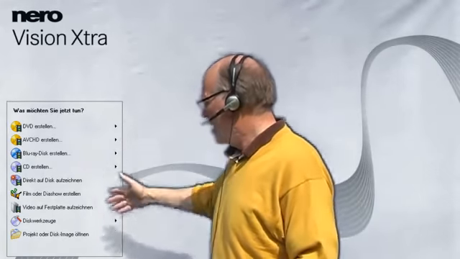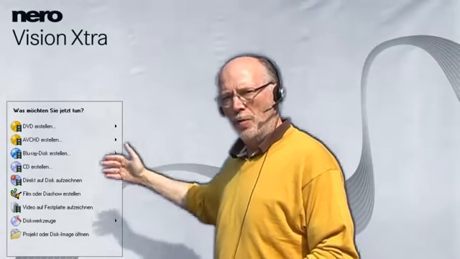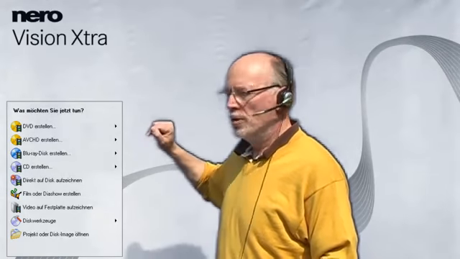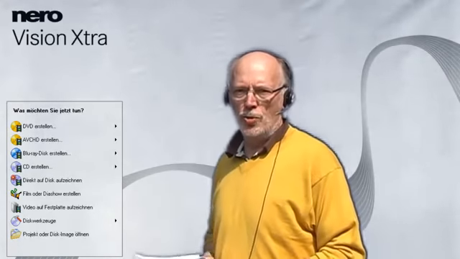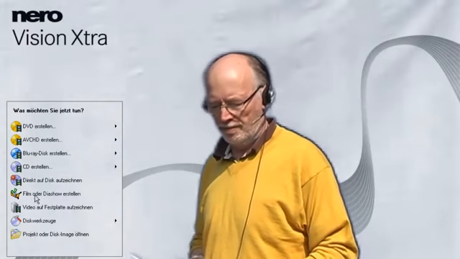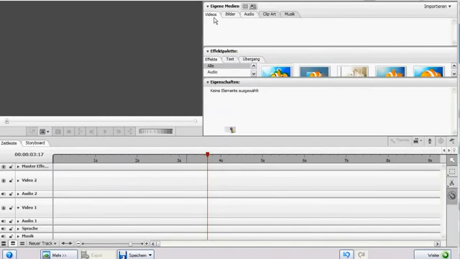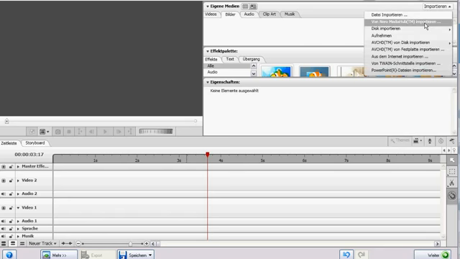Let's begin with the start screen of Nero Vision. On the left hand side you can see the options for selecting different jobs. In our case we want to use Make Movie or Slideshow, and that is how we start. On the upper right hand side you can see the My Media archive for video, image and audio clips. This is where we want to import our clips.